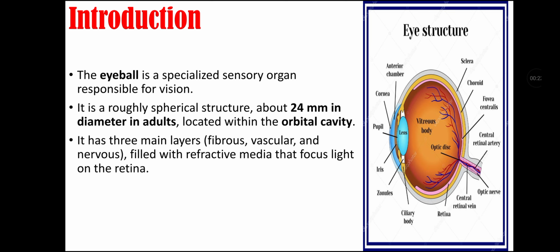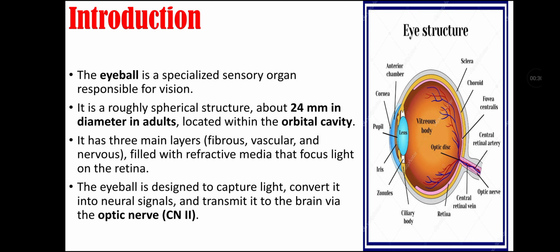It has three main layers that include fibrous layer, vascular layer and nervous layer. And it is filled with refractive media that focus light on the retina. Eyeball is designed to capture light, to convert it into neural signals, and also transmit it to the brain through the optic nerve, that is cranial nerve number 2.